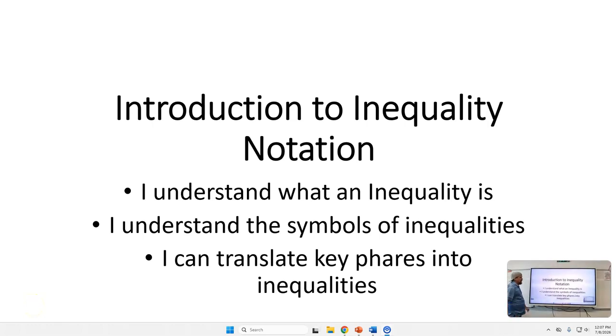All right, so for our first lesson in this module, we have an introduction to inequality notation. We have 3 goals by the end of this lesson. We want to be able to say: I understand what an inequality is, I understand the symbols of inequalities, and I can translate key phrases into inequalities. So let's go ahead and get started.